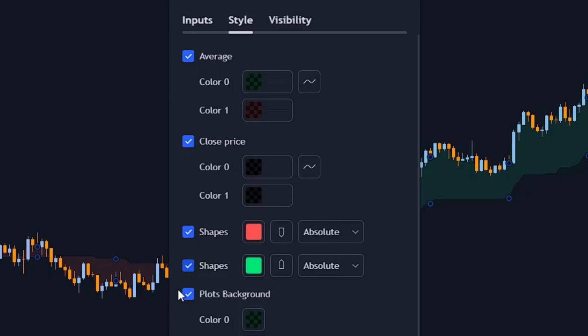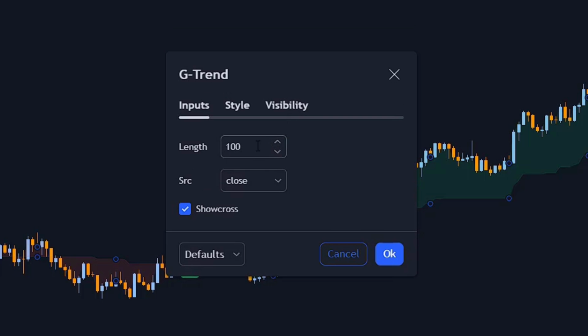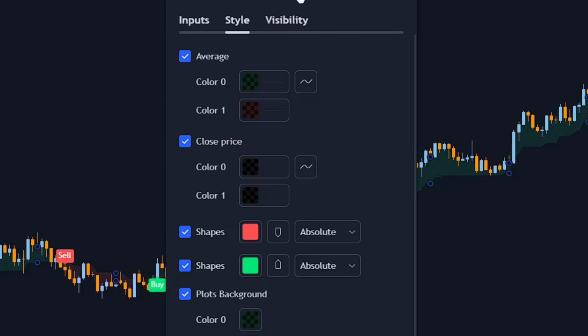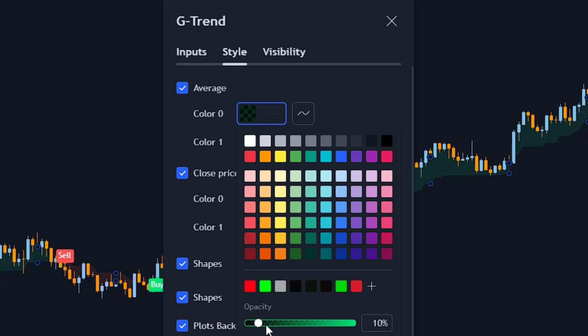Now let's tweak some settings to make it more user-friendly. Click on the gear icon, head to the Input tab, and change the length from 100 to 25. Then jump over to the Style tab and adjust the line thickness and color to make it clearer on your chart.